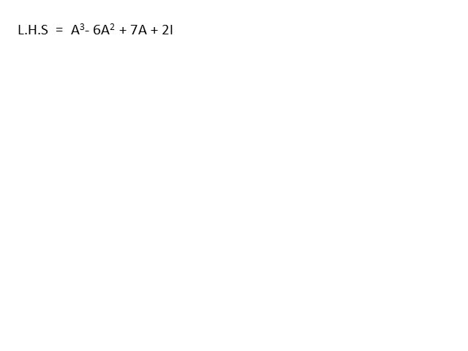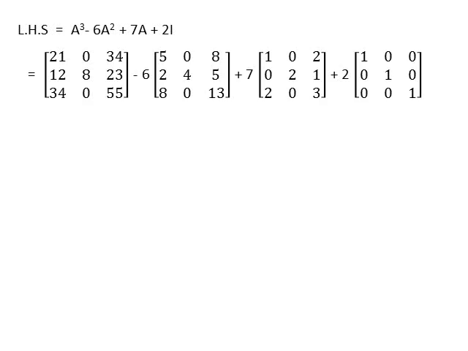Now start with left hand side. In place of A cube and A square, write the matrices already obtained. In place of A, write the given matrix. I is replaced with identity matrix of order 3 because addition of matrices is defined only if order of the matrices are same. As order of A is 3 by 3, so order of I is also 3 by 3.